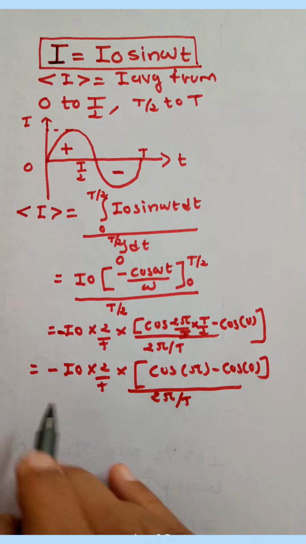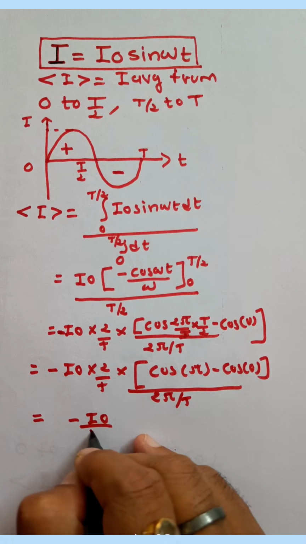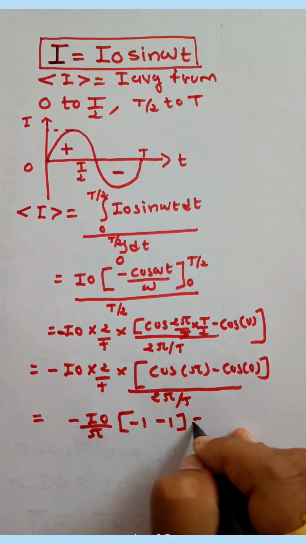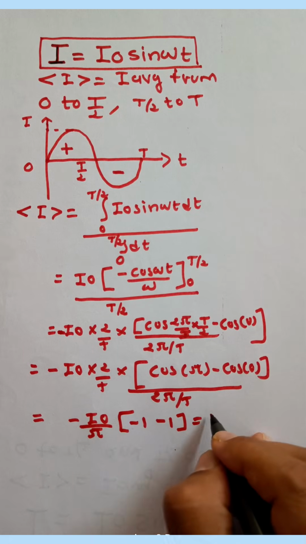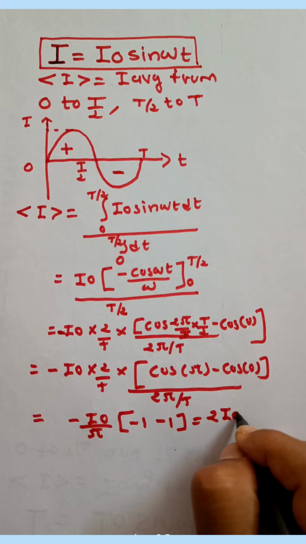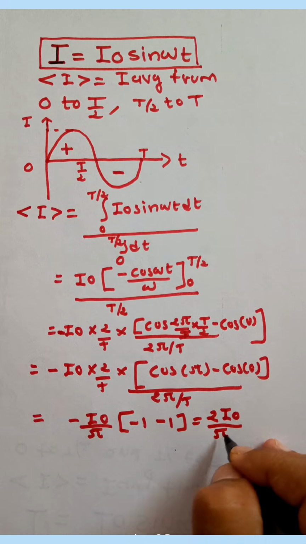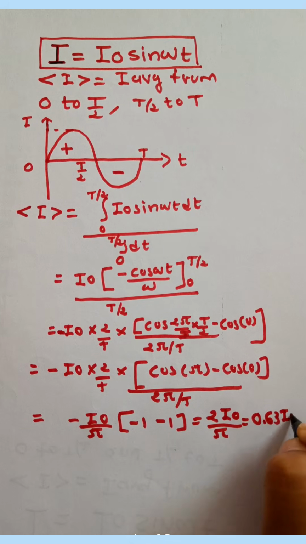Here the 2 by T is cancelled, so minus I₀ upon π. Cos π is minus 1, cos 0 is 1, so minus 1 minus 1 is minus 2, and minus 2 into minus is plus 2. So the answer is 2I₀ by π. So it is 2 upon 3.14 into I₀, which means 0.63 I₀.